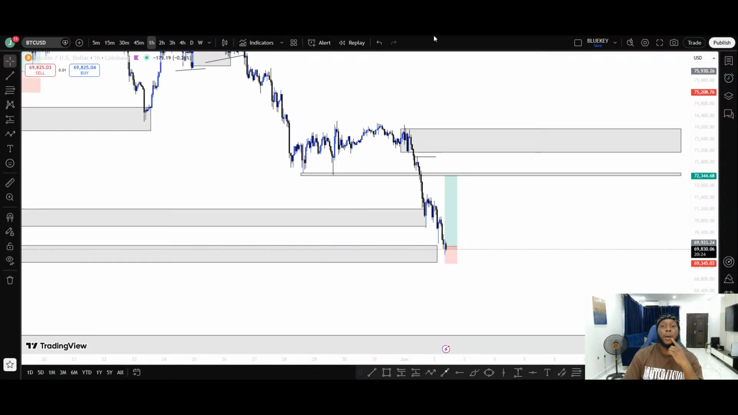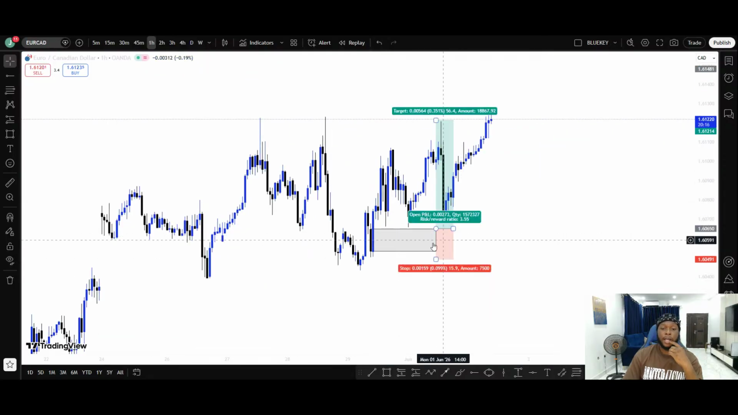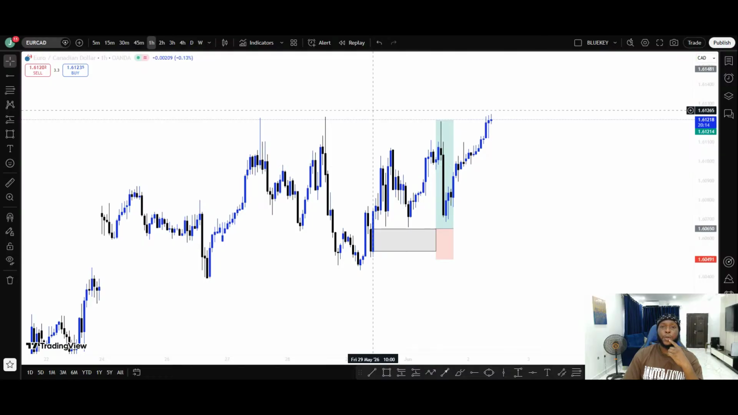Then I think we have something again on currency pairs. Okay, this one was a missed setup that I had. This is USDCAD. The market missed out on it. I think we have something on USDCAD as well. Missed entry.